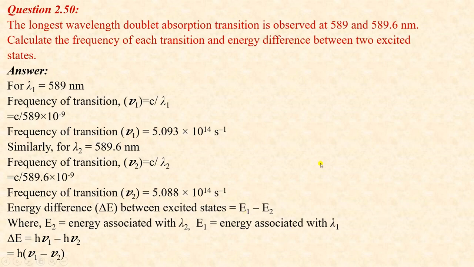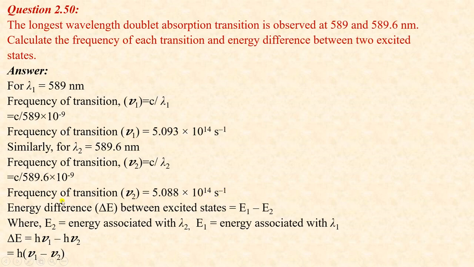In the same way, the second wavelength is given, 589.6 nanometer. So first convert nanometer into meter. After that the formula is c by lambda 2. Now c is 3 into 10 to the power 8. Put the values and the frequency of transition nu 2 is equal to 5.088 into 10 to the power 14 second inverse.